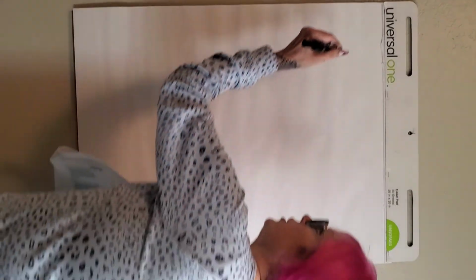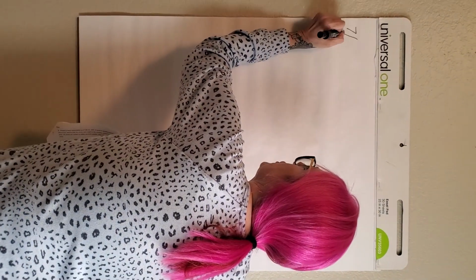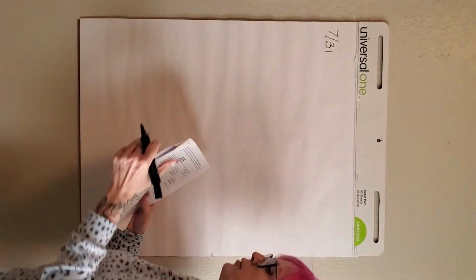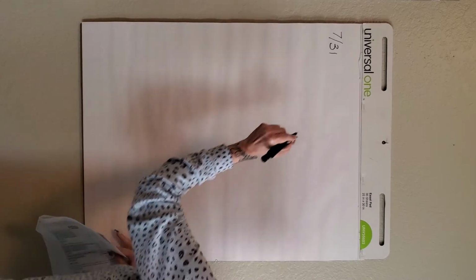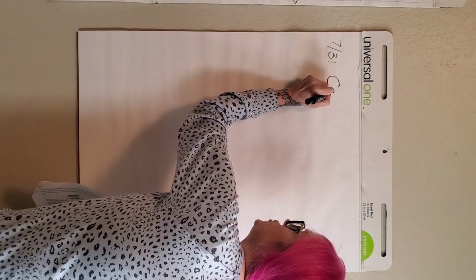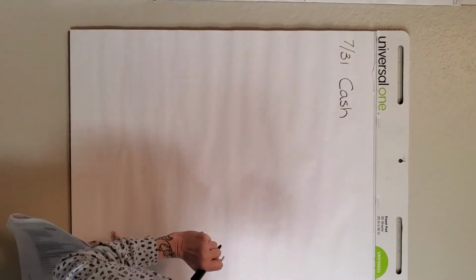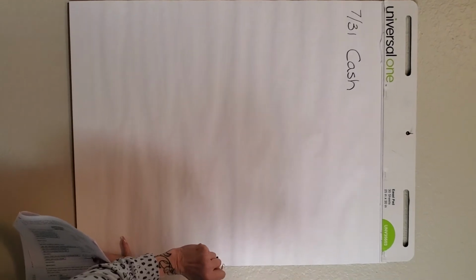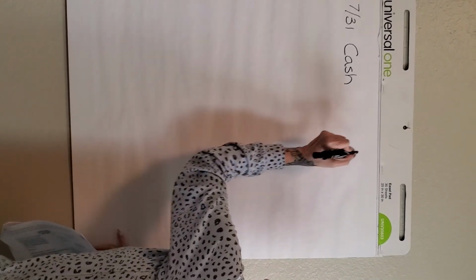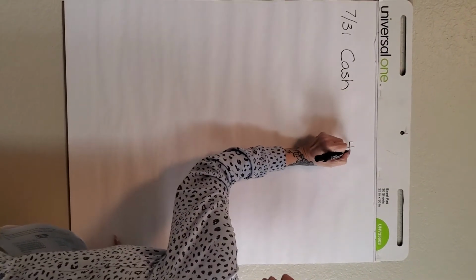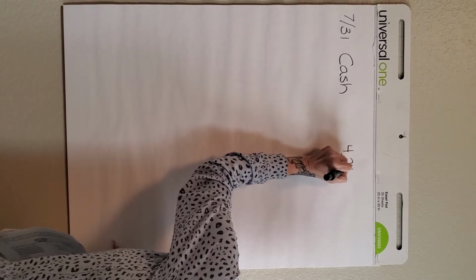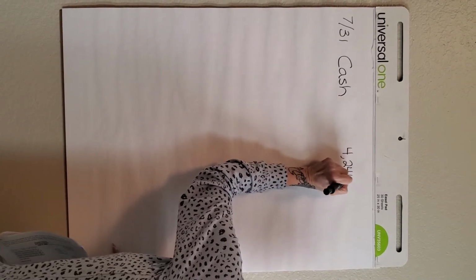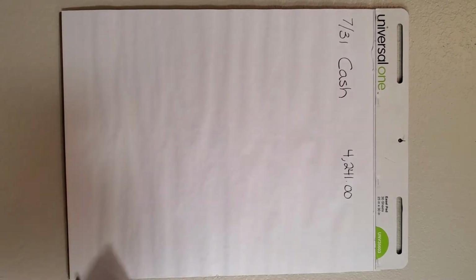So we're going to start up here with the additions. Remember, we've got the date of the journal entry. We're going to do the additions to cash. Remember, cash is that asset account. We always increase our assets with debits. So we're going to debit cash for $4,241. And then we're going to have a credit for all of those items there.